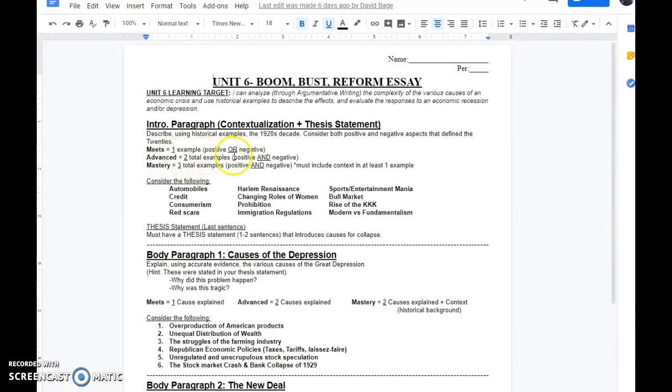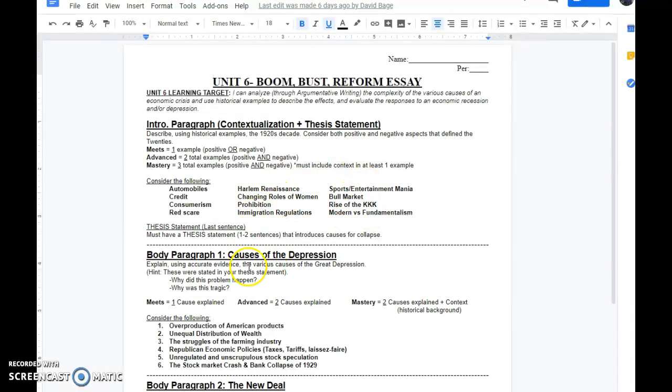Now, there's simple meets that you can achieve through this by using one example of a positive or negative aspect of the 1920s. So you can be really simple and just kind of bare bones and get the meets. But the more of these that you describe accurately about the 1920s, the better you're going to score here, from meets to mastery. So I challenge you to go into some depth on some of these things, more than just one.